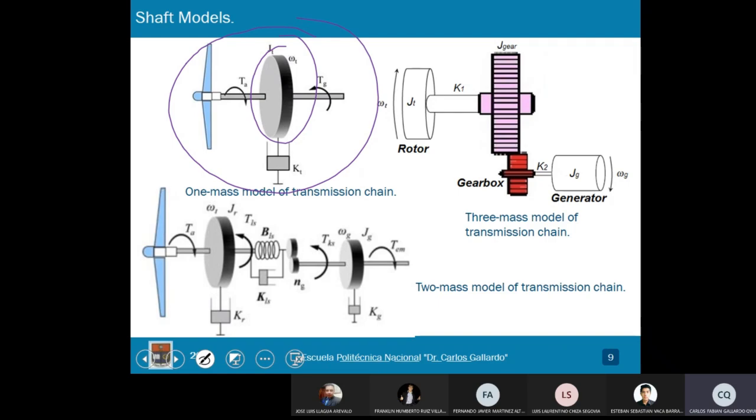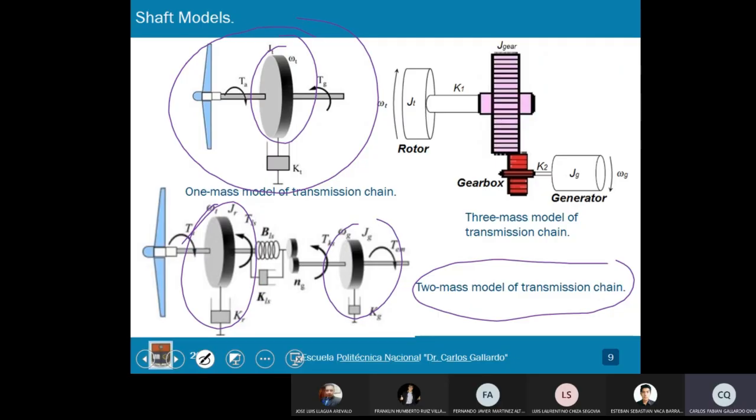The second possibility is the two mass model of the transmission chain. What happens in this model? The wind turbine and the generator rotor are taken as separate masses, so I will have two masses. This is the first one, the wind turbine, and the generator rotor on the other side. That is the reason it is the two mass model of the transmission chain.